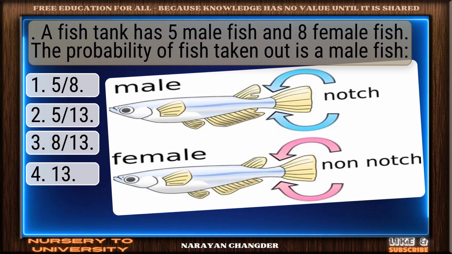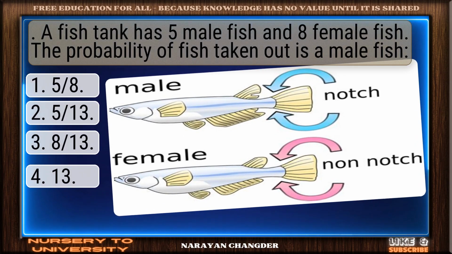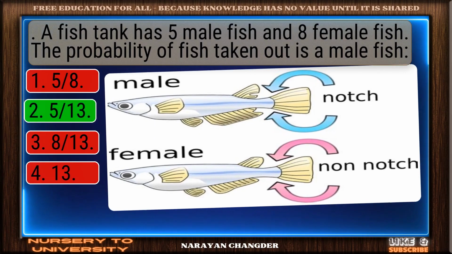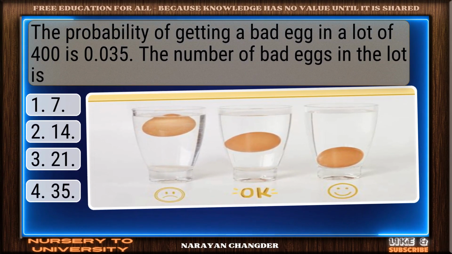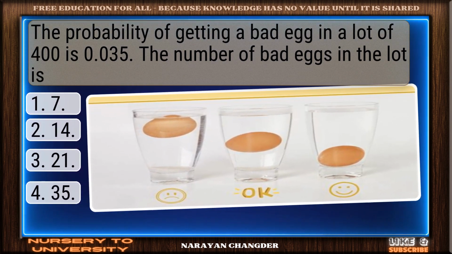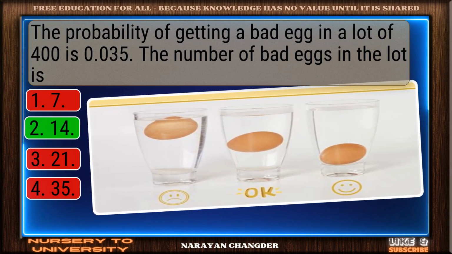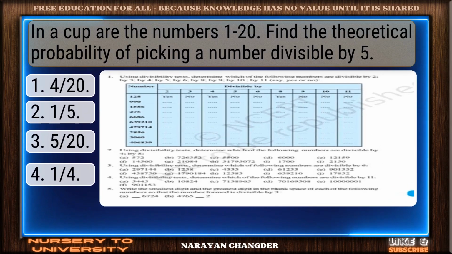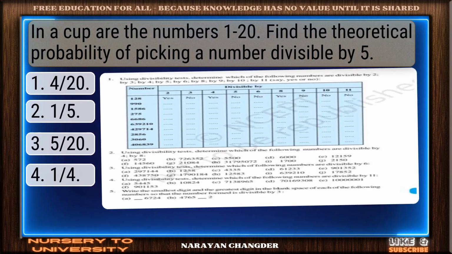A fish tank has 5 male fish and 8 female fish. The probability of a fish taken out being a male fish. Correct, 5/13 is spot on. The probability of getting a bad egg in a lot of 400 is 0.035. The number of bad eggs in the lot is? Correct response. 14 is accurate. In a cup are the numbers 1 to 20. Find the theoretical probability of picking a number divisible by 5.